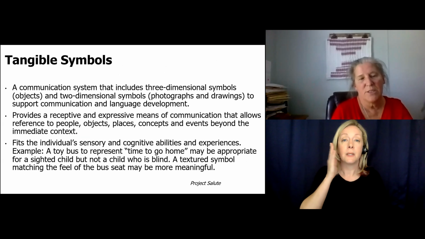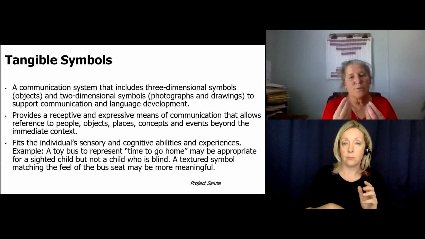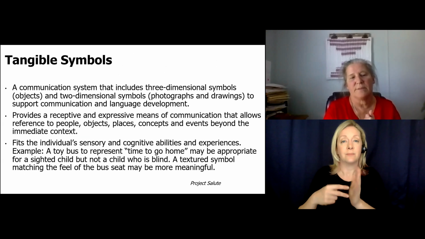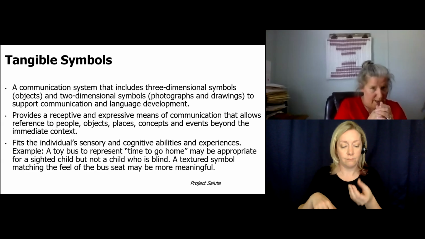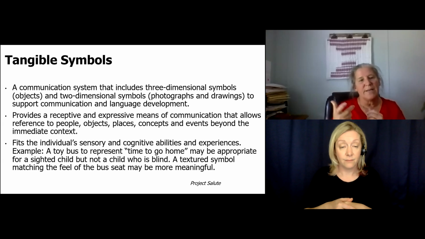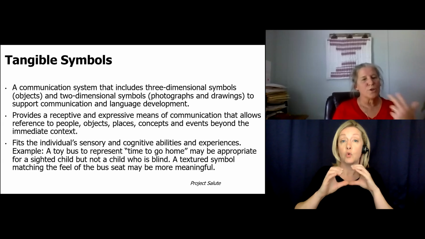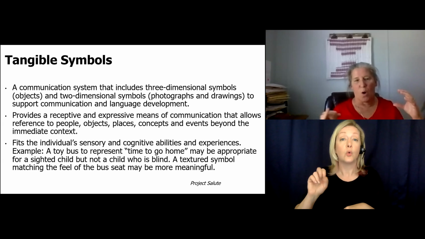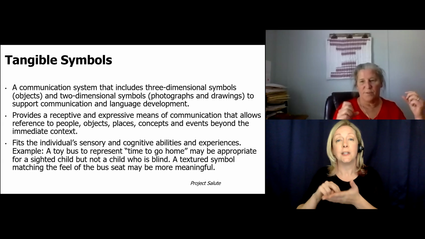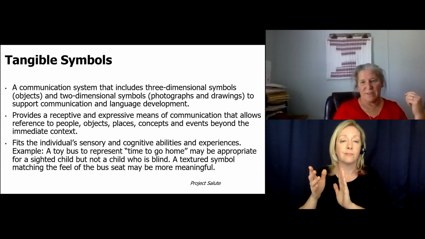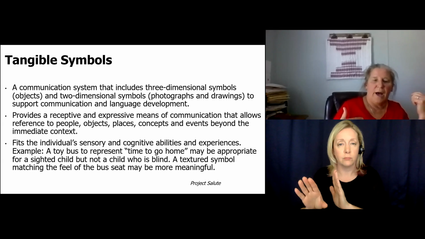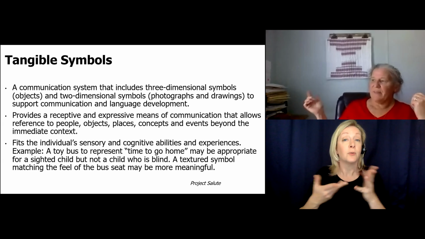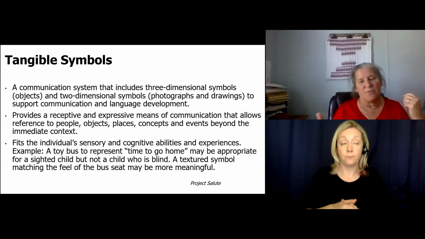And then we get into tangible symbols. Tangible symbols are those things that we can touch, that they can feel, and they represent things. So a symbol system, or a communication symbol, includes those 3D symbols, those objects, or two-dimensional symbols, which are the photographs or the line drawings, things like the PEC symbol system or the Mayer-Johnson symbols, to support communication and language development.